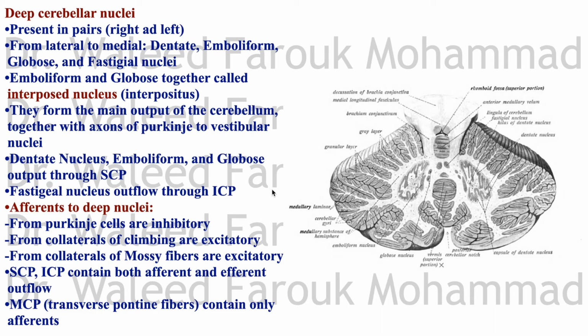And superior cerebellar peduncle, inferior cerebellar peduncle contain both afferent and efferent outflow. Remember that middle cerebellar peduncle, which is composed of the transverse pontine fibers. Remember, the fibers synapsing on the pontine nuclei form the middle cerebellar peduncle of the opposite side. They contain only afferent fibers.